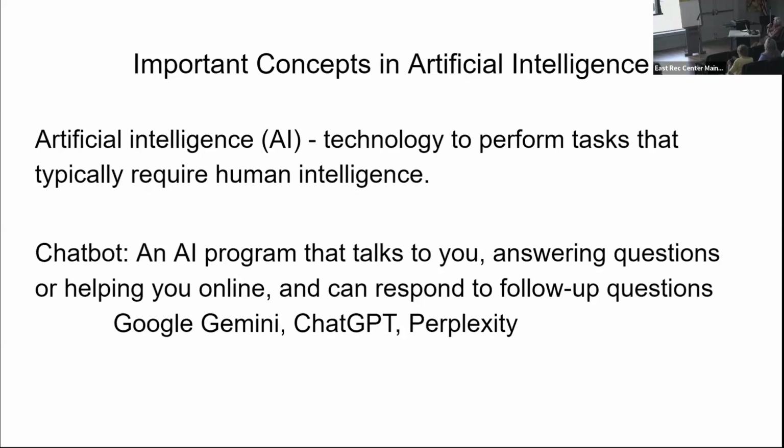We're not there. Now, the term chatbot you'll run into frequently. It's an AI program that can talk to you, answer questions, or help you online, and respond to follow-up questions. If you've ever used the old version of Google, what you did was you put in your little search, and then when it was done, you said, I wish I'd asked it slightly differently. That's what the chatbot does. The chatbot says, oh, you might have thought about doing it differently, and it remembers everything it's already done with you. The three we'll talk about today are Google Gemini, ChatGPT, and a program called Perplexity.